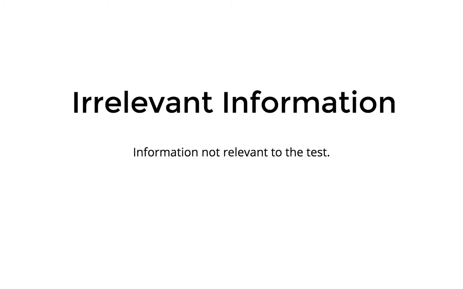Irrelevant information is simply information that is not relevant to the test. Usually this kind of information exists to satisfy the constructor methods of dependencies. Irrelevant information distracts the reader by creating noise and making it difficult to distinguish between what information is relevant to the test and affects the outcome of the test, and what information is not relevant and does not affect the outcome of the test.